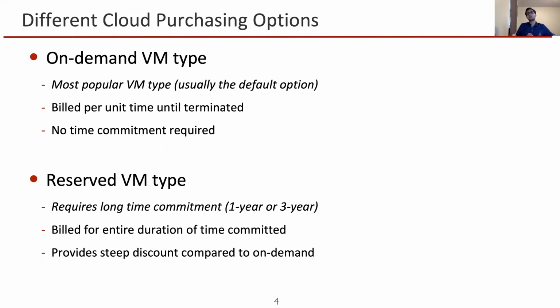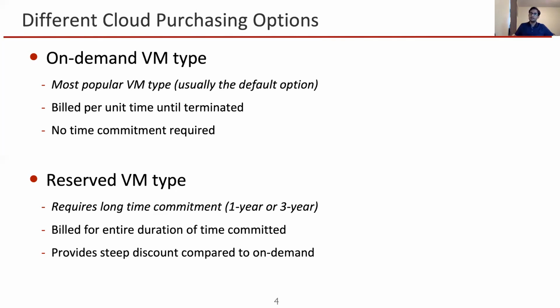First, let's talk about the on-demand VM type. This is the most popular VM type and is usually the default option in most cloud platforms, where users can rent these resources at any time and can terminate them when they no longer need them. They are typically billed per unit time, and in recent times most cloud platforms have moved to per-second billing. They require no time commitment from the user at all.